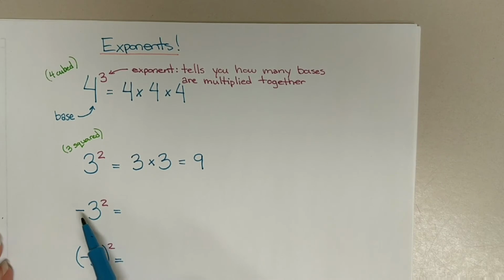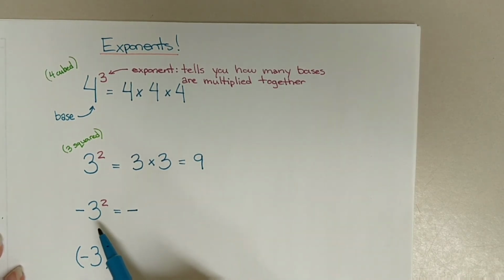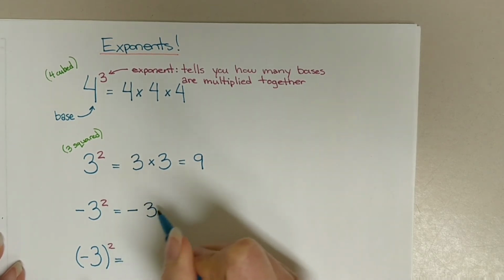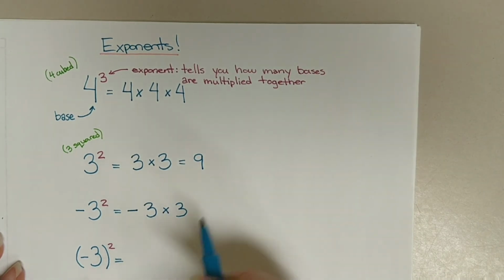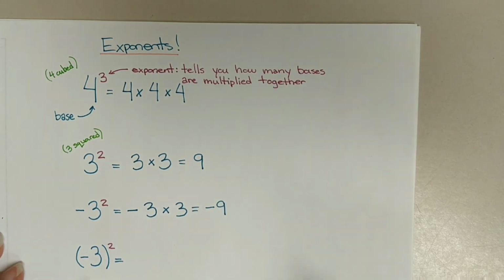Next, we have -3 squared. Now, when you have an exponent, it only applies to the thing that it's touching. In this case, it only applies to the 3. It does not apply to that negative symbol. So we're going to just write that negative out in front, and then we're going to write 2 bases. So we have 3, 3. We multiply them together. So this is -3 times 3, and that's going to give you -9.